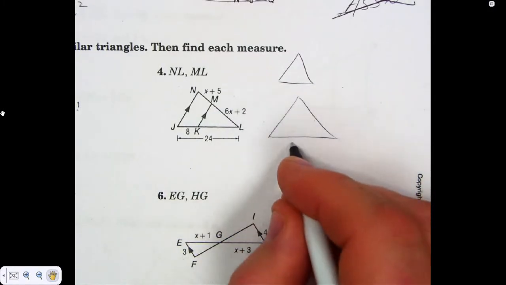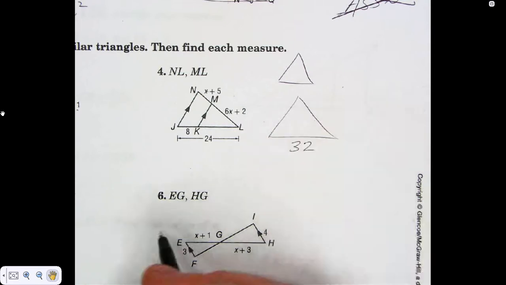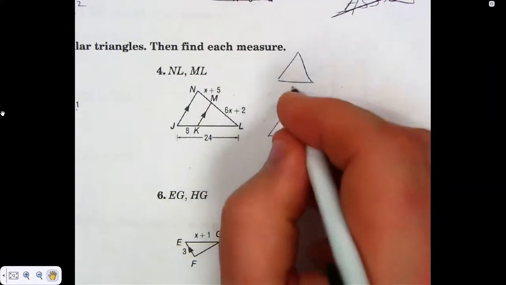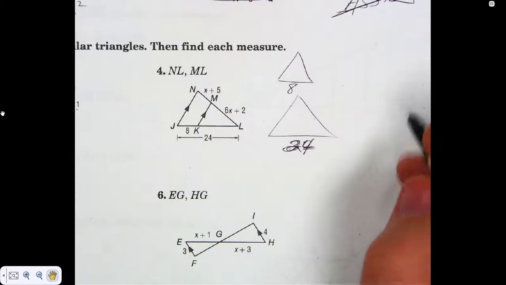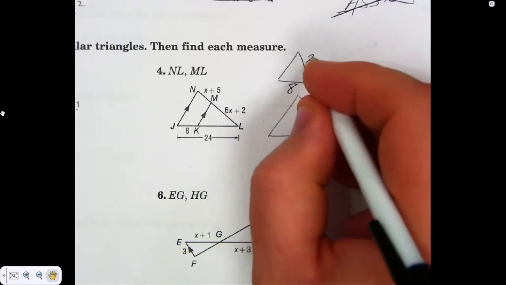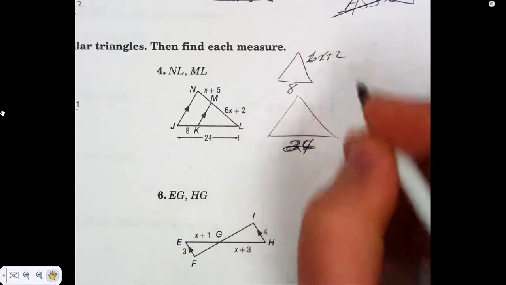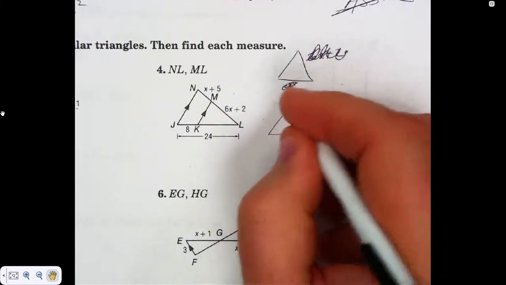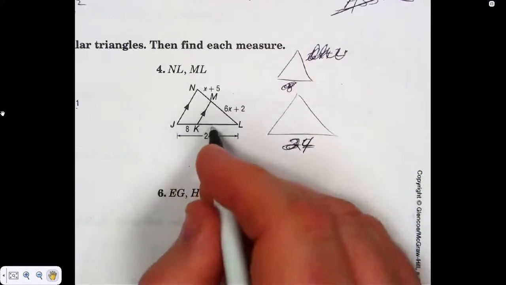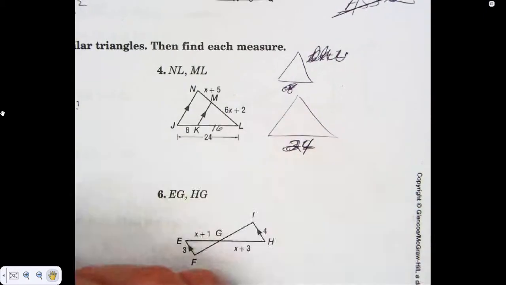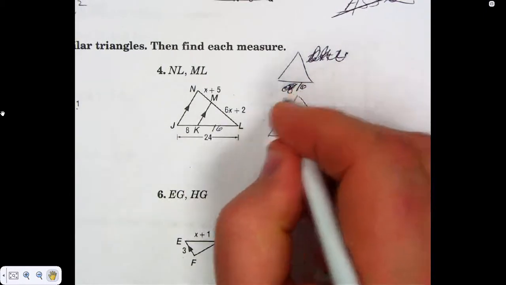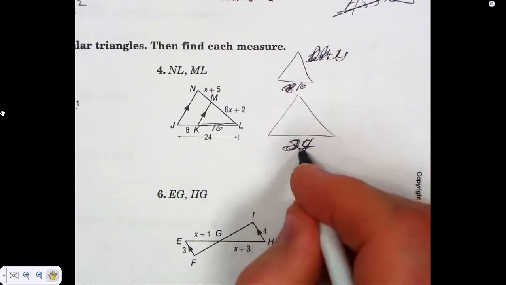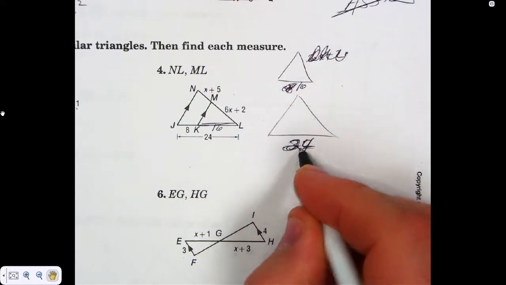What's the big side here? 32? Or no, it's 24, isn't it? 24. And the little side's 8. The little side here is what? 6x plus 2? No, I'm sorry, I got this wrong. X plus 5. This is not 8, is it? The whole thing's 24. What's this? 16? So the little side here, this side right here, is 16. This side's 24. You guys see that?